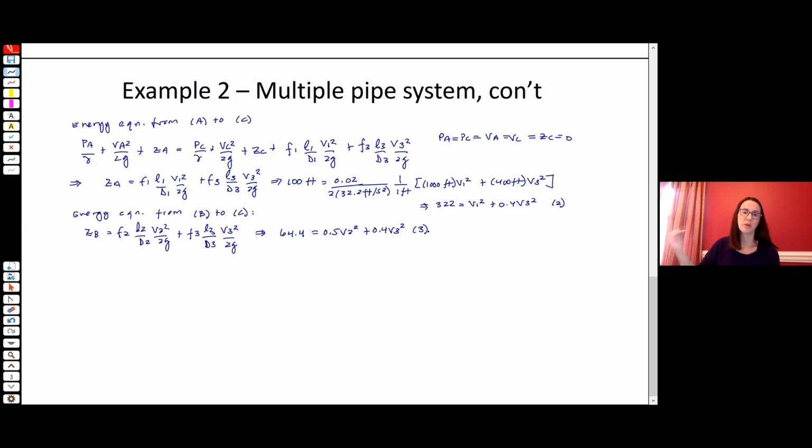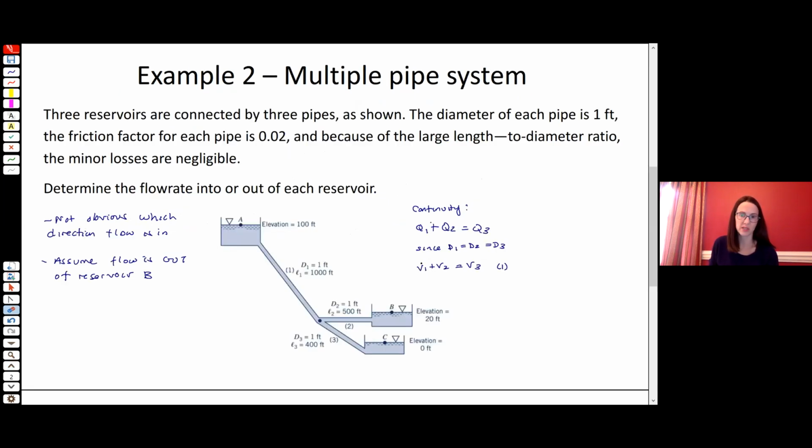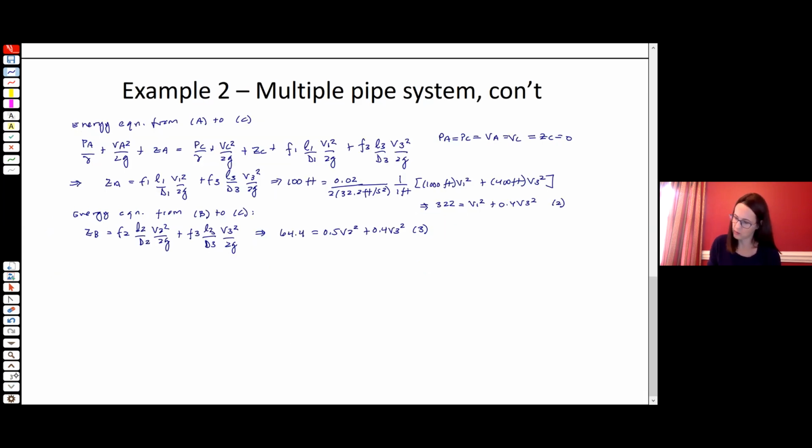Now we've got equation 1, which is the continuity equation from the previous page, which says V1 plus V2 equals V3. Let's copy that up here. So we've got equation 1, then equation 2, and equation 3. It turns out that there is no solution to these equations that has real positive numbers for the velocity. We've got 3 equations and 3 unknowns, V1, V2, and V3, and no way to solve them that gives real positive values. So we know we made the wrong assumption. The flow is not out of B, it's into B. So we have flow from A and it goes into both reservoirs B and C.